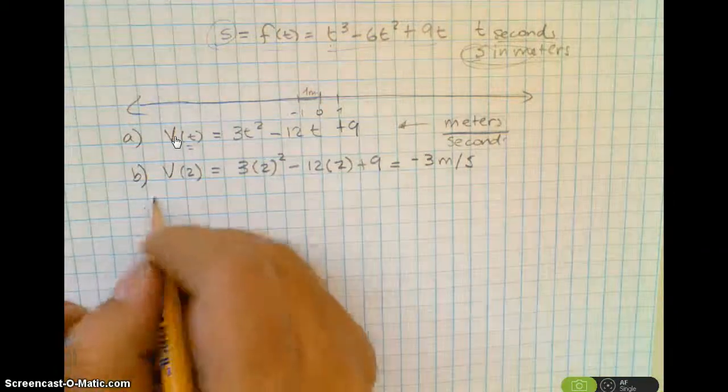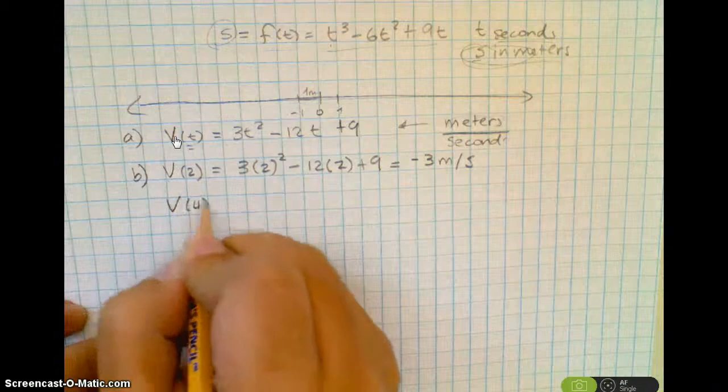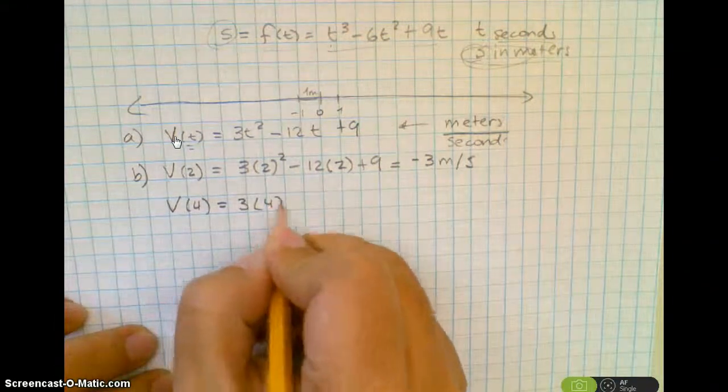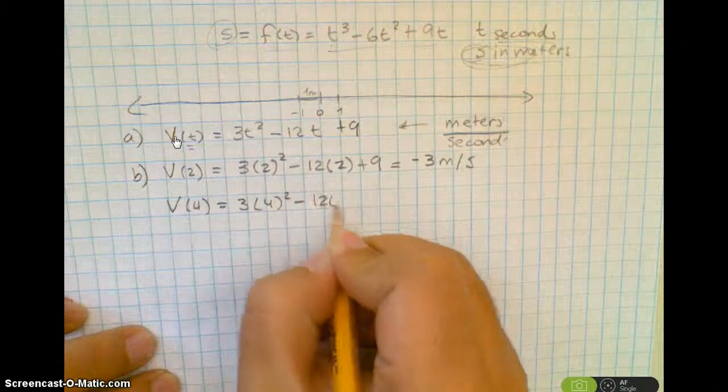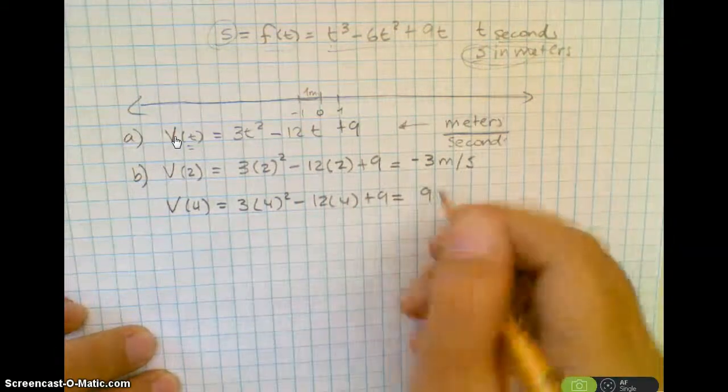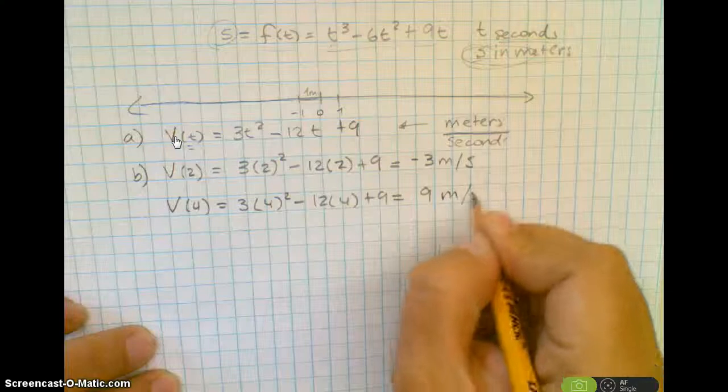Please don't forget to put the units whenever you're answering questions like this. And the velocity after 4 seconds is simply v of 4, and I'm going to replace that and figure out what it is. With my magic calculator, I discovered that it's 9 meters per second.